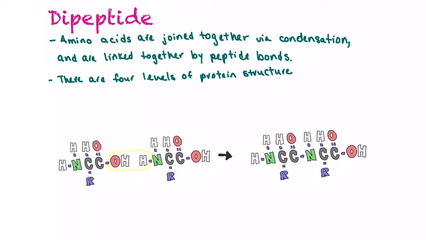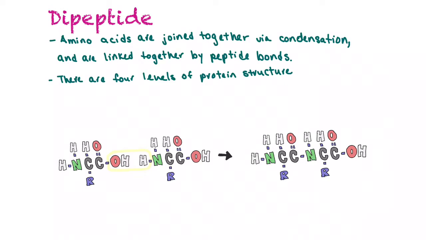To build proteins, amino acids are joined together through condensation reactions, and the bonds that hold them together are called peptide bonds. There are 4 levels of protein structure that we'll talk about, but first we'll take a minute to look at the peptide bond. So what happens is 2 amino acids line up at their carboxyl and amino regions. And the OH comes off of the carboxyl group, and one of the hydrogens comes off the amino group, and then you end up with 2 amino acids joined together, or a dipeptide.